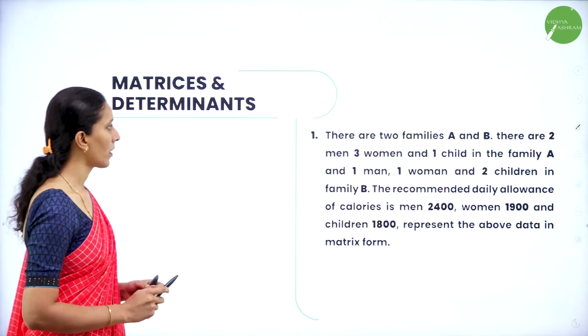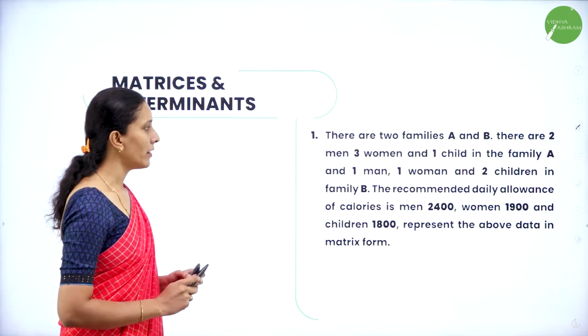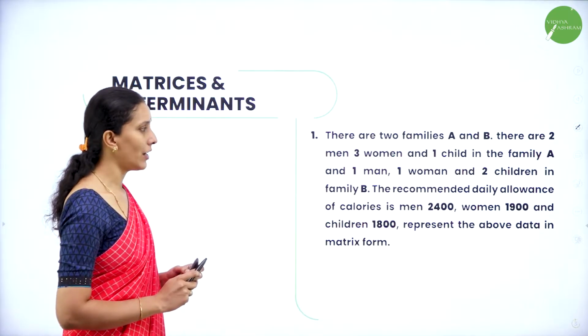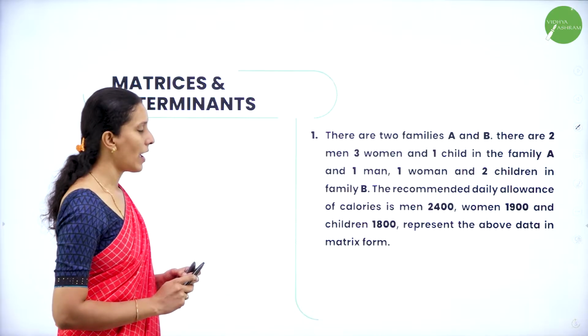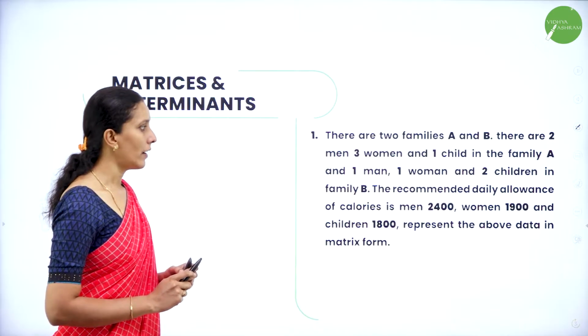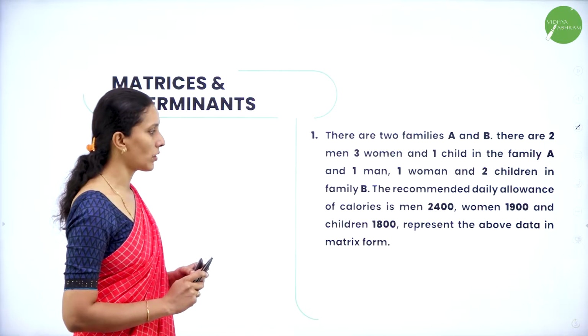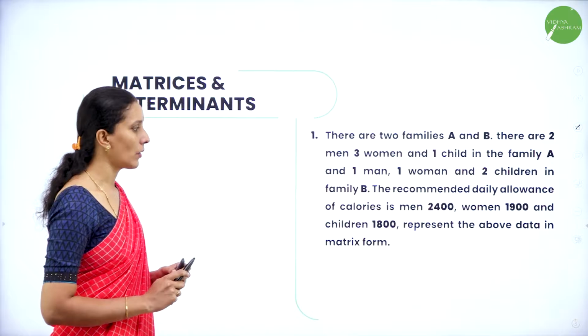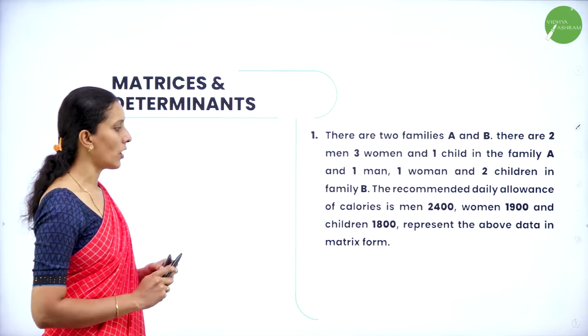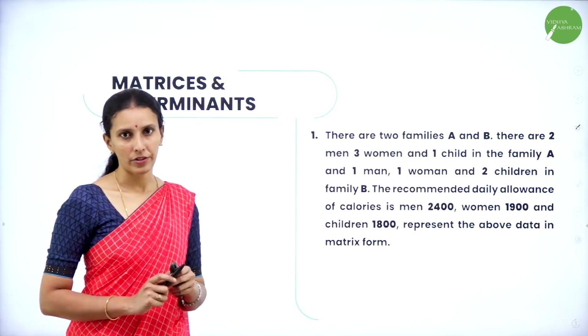First one, there are two families A and B. There are 2 men, 3 women and 1 child in family A, and 1 man, 1 woman and 2 children in family B. The recommended daily allowances of calories is men 2400, women 1900 and children 1800. Represent the above data in the matrix form.